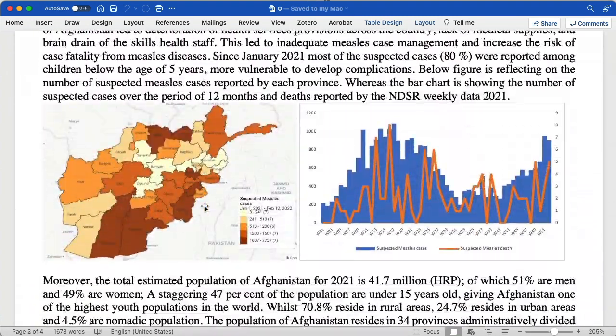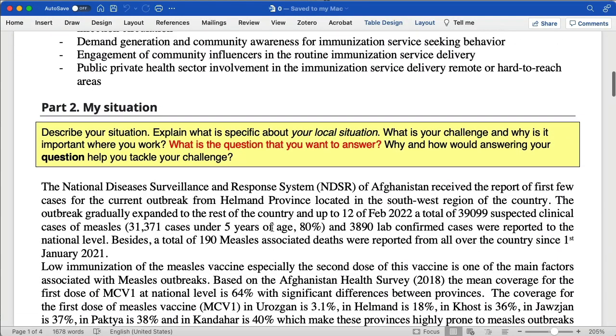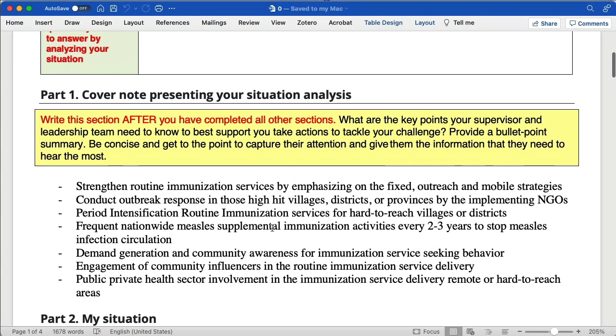What's wonderful, again, is having those visuals, having the map, having the suspected measles cases and measles deaths, suspected deaths in the figure, having that sort of country map showing the distributions, showing some regions are more affected than others.